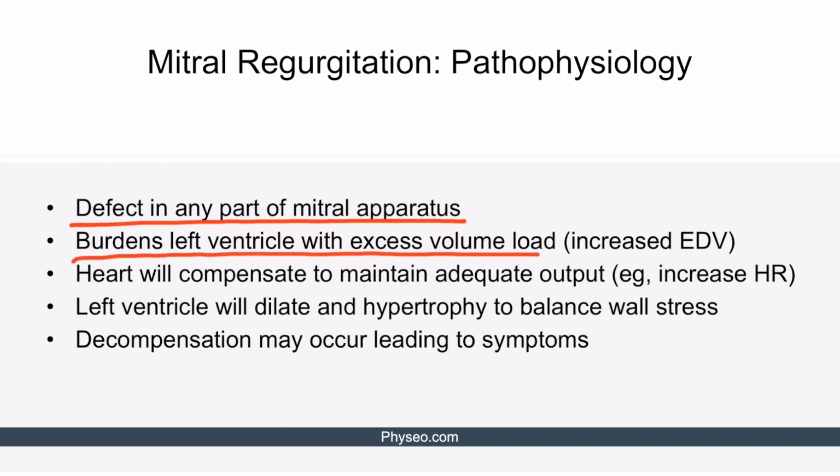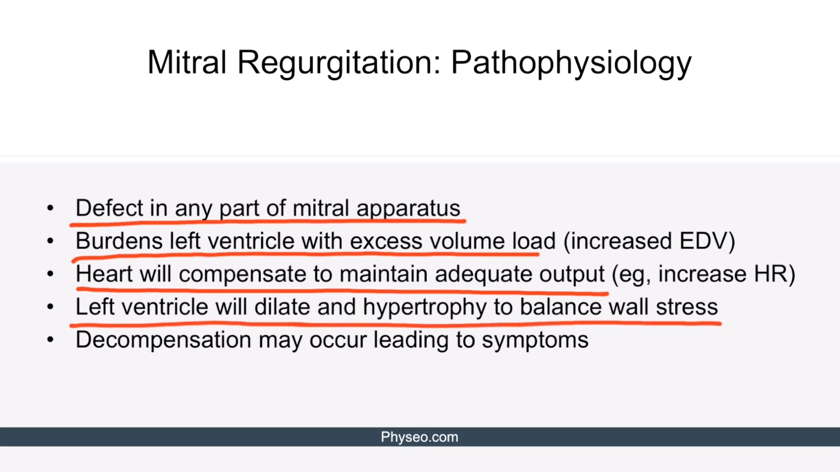on the left ventricle. The heart will compensate to this increased load and left ventricle pressures, just as in aortic regurgitation, by increasing the heart rate. In chronic mitral regurgitation, the left ventricle will respond to accommodate the excess volume load by dilation and hypertrophy to balance wall stress, just as we previously illustrated with the law of Laplace on the aortic regurgitation slides. During this time, patients typically remain asymptomatic.